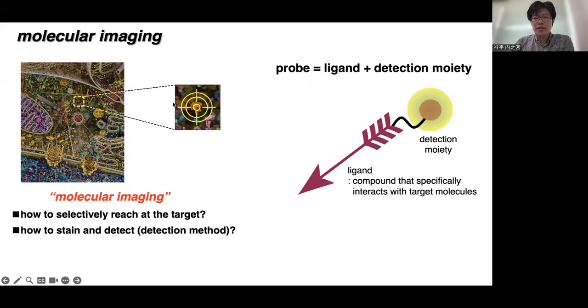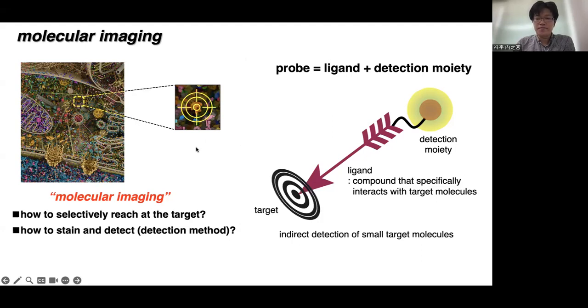In molecular imaging, researchers use a molecule called a probe for selective detection of our target. This probe consists of a ligand part and a detection moiety. The ligand means a compound that selectively interacts with the target molecule, and here is the detection moiety. So the ligand can selectively bind with our target, and we detect here. That's why we can detect where the target is by observing this detection moiety. So this is indirect detection of small target molecules.